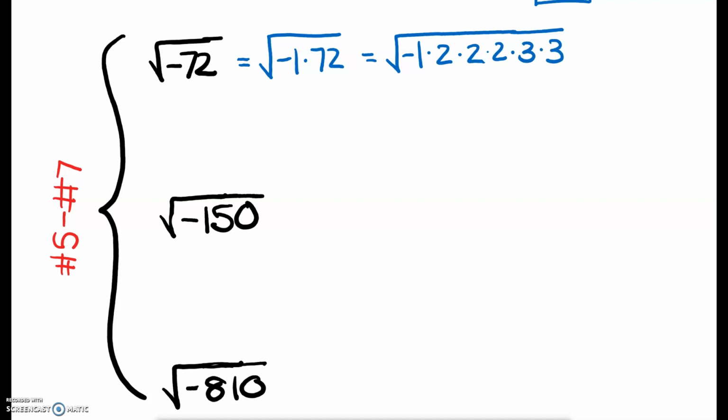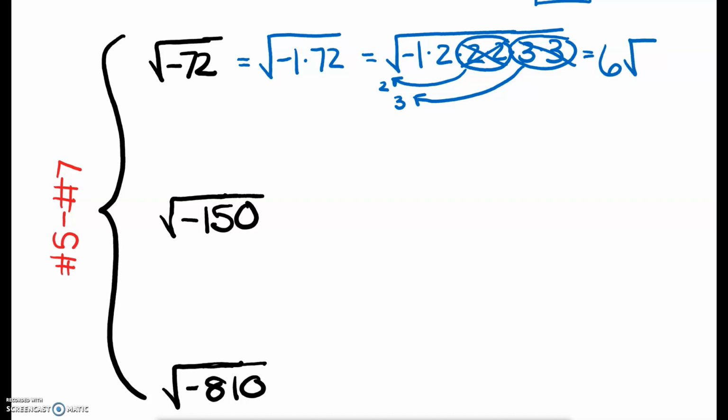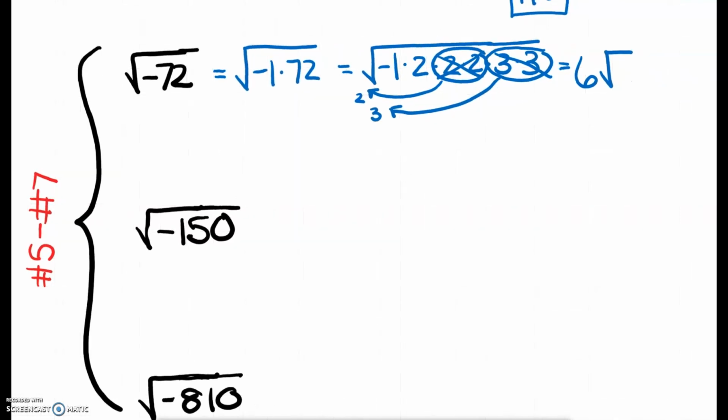And I know that 9 is 3 times 3. So this is a square root. I'm going to circle groups of 2 of the same numbers. So I get to take a 2 out, and I get to take a 3 out. And I'll cross those off, and I multiply them to get 6 square root, and this is where it's a little bit different. I'm going to separate the -1 from any other number that's under my radical. So I'm going to say 6 times the square root of -1 times the square root of 2.